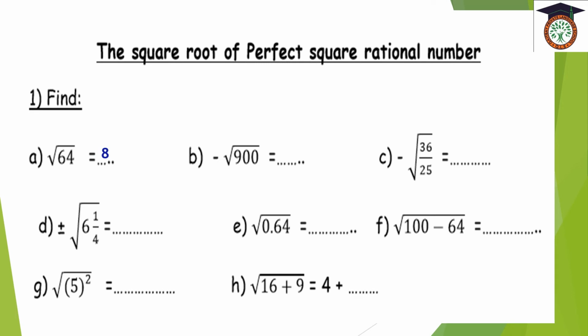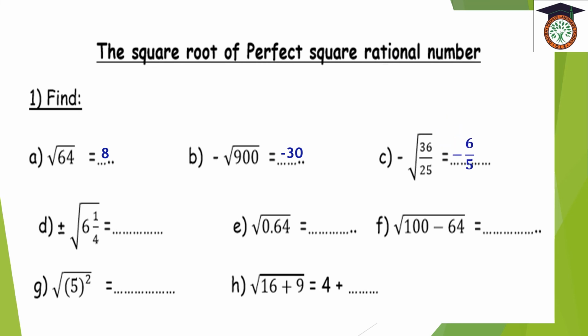Letter B, the negative square root of 900, but we have the negative outside of the square root, so it is an easy question. 900 equals 30 times 30, so our answer will be negative 30. Letter C, we have negative square root of 36 over 25. We will find the square root of 36, then the square root of 25. So our answer will be negative 6 over 5.